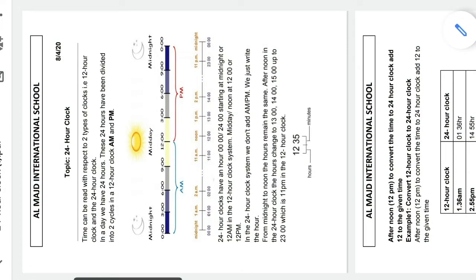Girls, today we're going to be relearning the topic 24-hour clock. Those who did not understand from Zoom classes or want just to review 24-hour clock, this is for you.